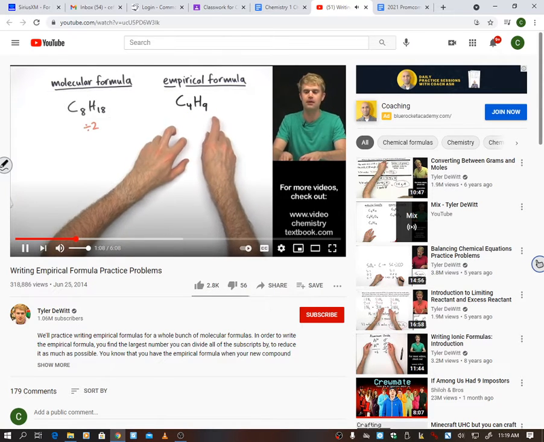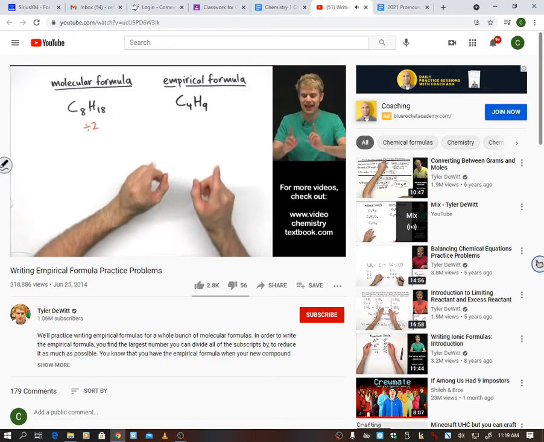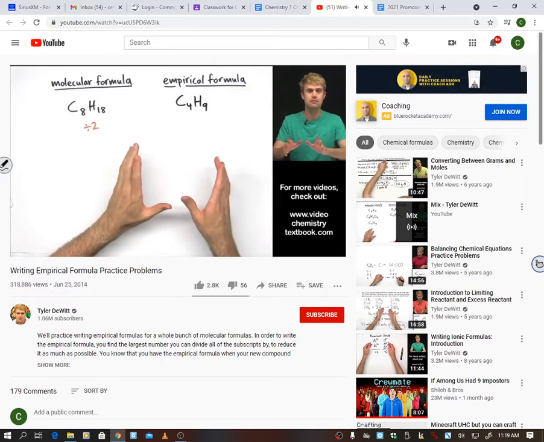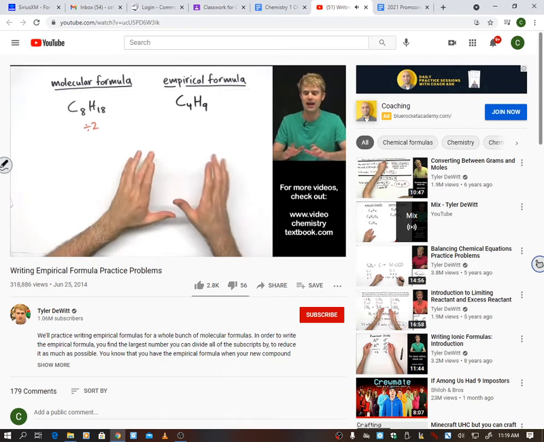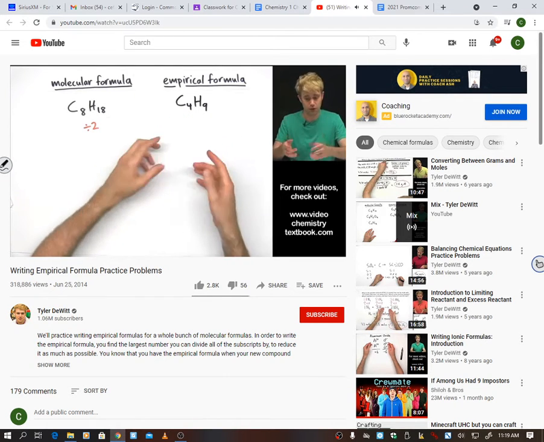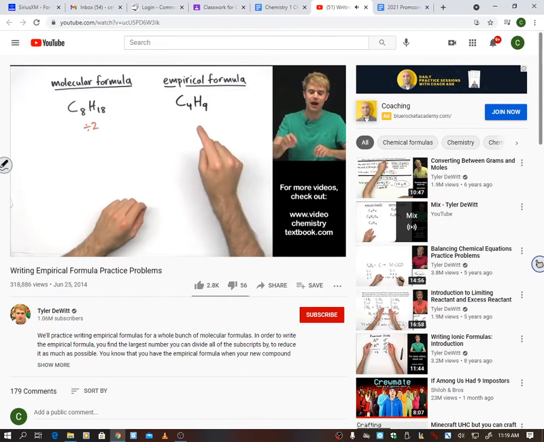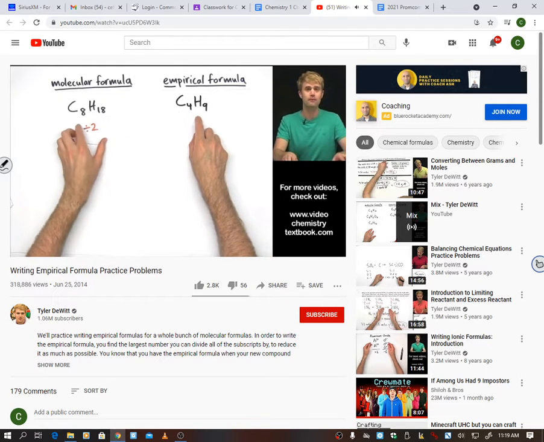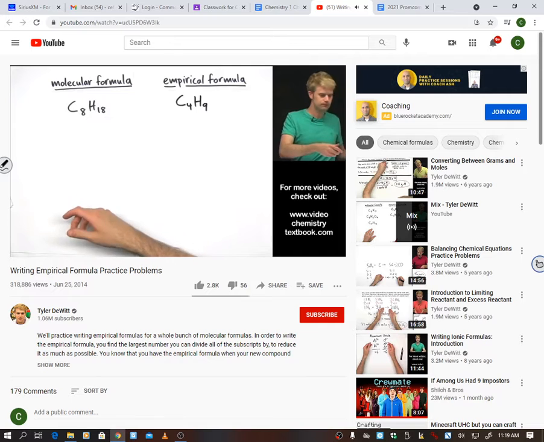And we got 9. And check it out. We can't divide both of these by the same number anymore, okay? That's how we know that this is in its simplest or most reduced form, and it's how we know that we now have the empirical formula, okay? Let's look at a couple more.